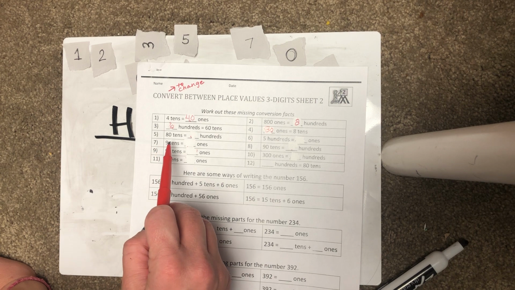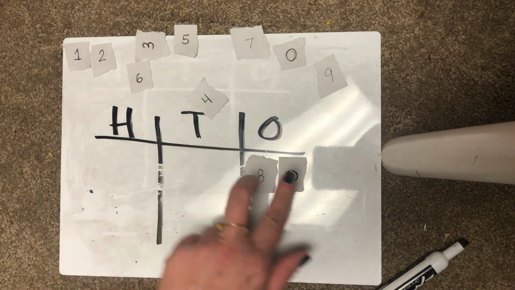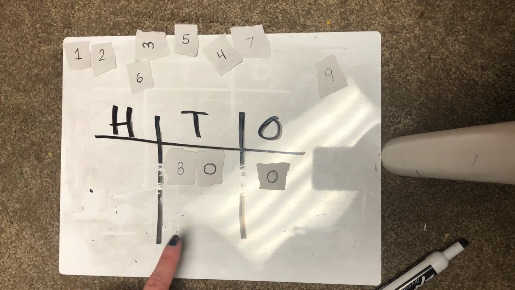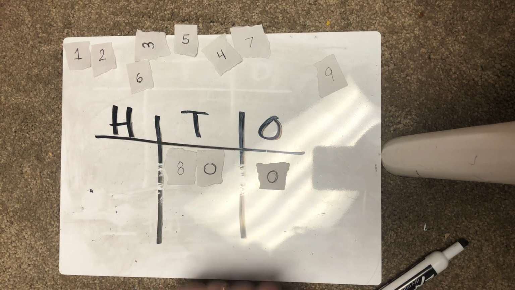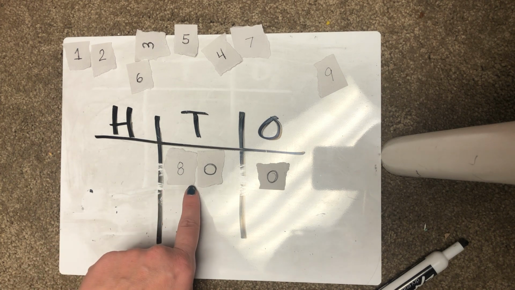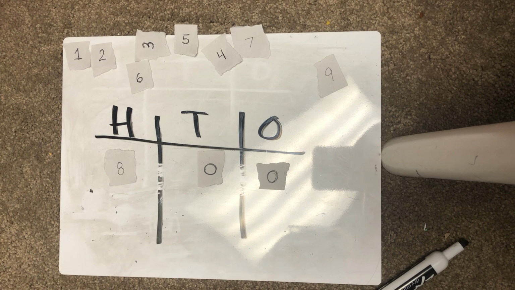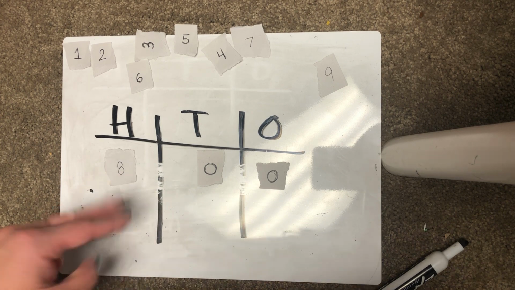Number 5, 80 tens equals how many hundreds? That shows 80 tens, and we need our place value holder in the smaller place value. We want to know how many hundreds. Take this front square and shift it into the hundreds. So 80 tens is the same as 8 hundreds.